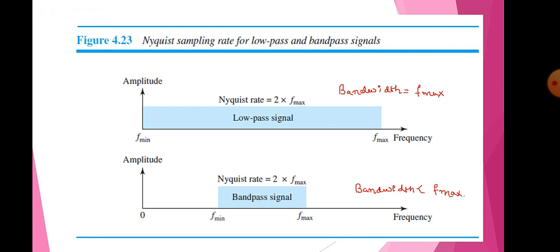So in other words, we can say that as per the Nyquist theorem, the sampling rate must be at least 2 times the highest frequency contained in the signal, as well as we need to have a finite bandwidth. Then only we can sample the signal.